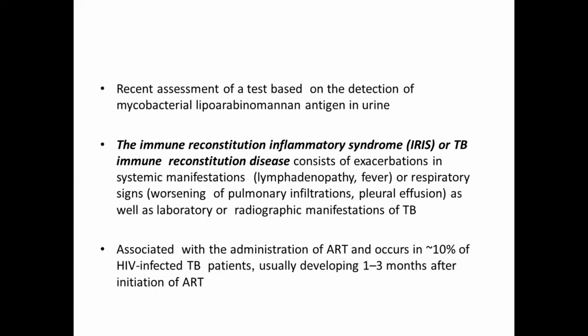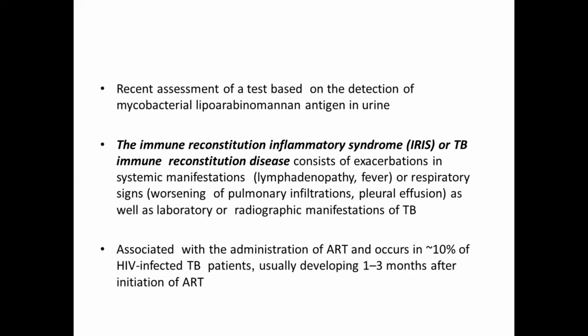After 1 to 2 months, the patient may present with the exacerbation of systemic manifestations of tuberculosis, like increased lymphadenopathy or more fever, or worsening of the respiratory signs, like worsening of the pulmonary infiltrates, shortness of breath, or maybe pleural effusion. And this is known as IRIS.